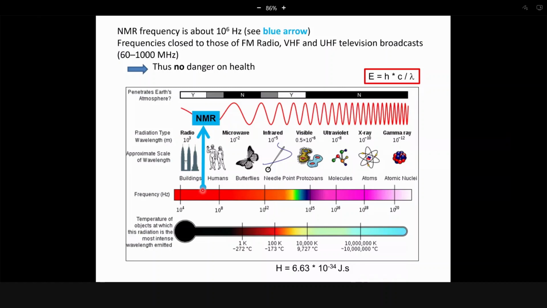So as it uses frequencies, we can characterize the phenomenon with an energy level, and as you can see, it depends on the velocity and the wavelength of this wave. So this is important for understanding the NMR phenomenon.